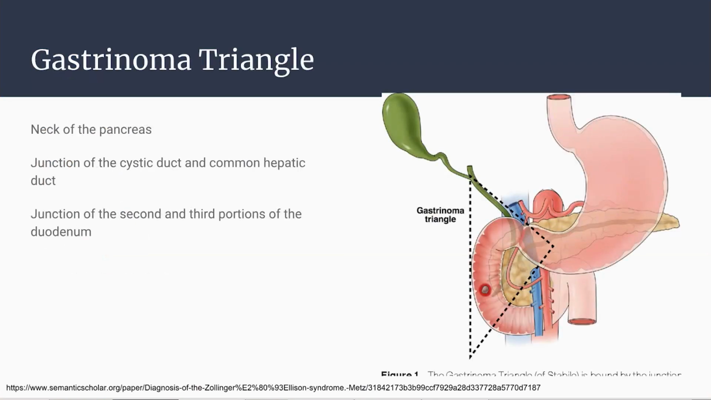A talk on pancreatic neuroendocrine tumors isn't complete without discussing the gastrinoma triangle. Put simply, it is the triangle where most gastrinomas are found. The triangle is made up of the neck of the pancreas, the junction of the cystic duct and common hepatic duct, and the junction of the second and third portions of the duodenum. This helps intraoperatively when trying to identify where the location of the gastrinoma is.